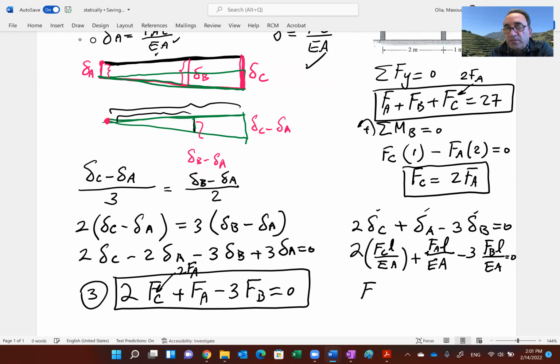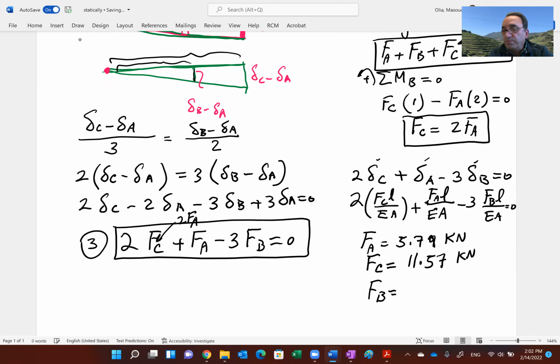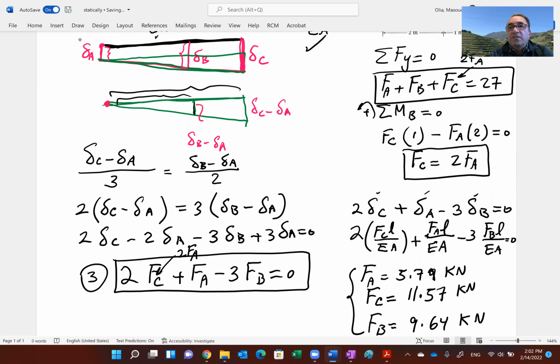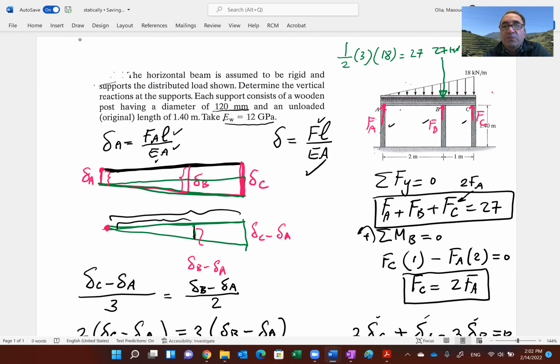Let me give you the answers. F sub A comes out to be about 5.79 kilonewton. Remember, F sub C is going to be twice as much, so that's going to be 11.57, roughly 11.6. And then F sub B is going to be about 9.64. In fact, if you add these 3, the sum is going to be 27 kilonewton. So I just wanted to show you an example of a statically indeterminate problem.